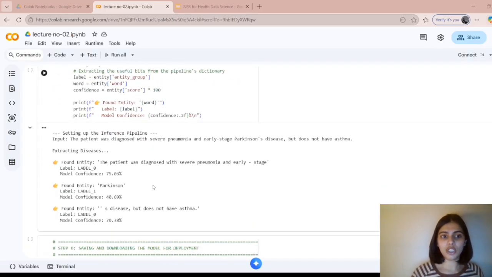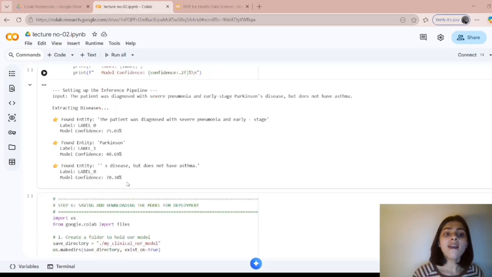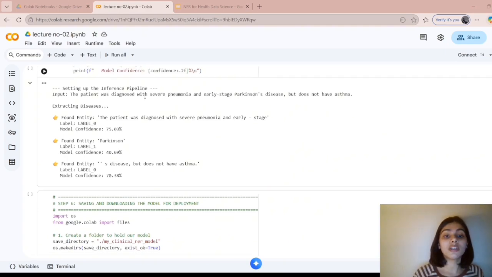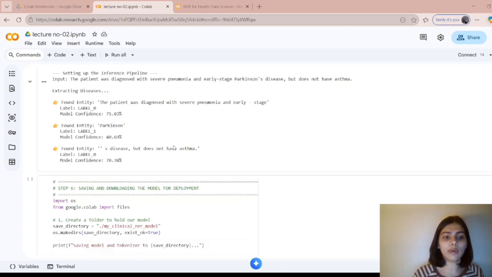This is the output you're getting. You found the entity, the patient was diagnosed with this, label, model confidence. This is telling you that the model is confident about this information, this many percent. Then you find the entity, Parkinson's, you have a label, found entity again, XYZ disease, but does not have asthma, okay?